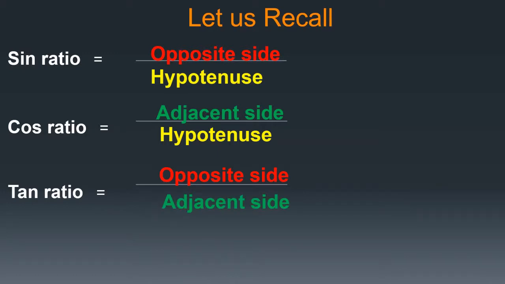Now to memorize all the three ratios, I had given you one statement, that was soh, cah, toa. So, S stands for sine, O stands for opposite side, H stands for hypotenuse; C stands for cos, A stands for adjacent, H stands for hypotenuse; T stands for tan, O stands for opposite side and A stands for adjacent side. So it was soh, cah, toa for sine ratio, cos ratio and tan ratio.